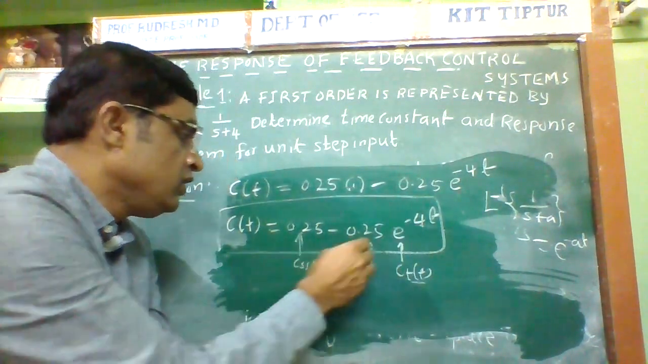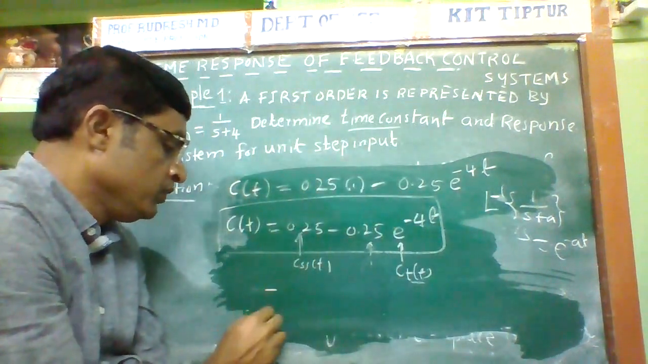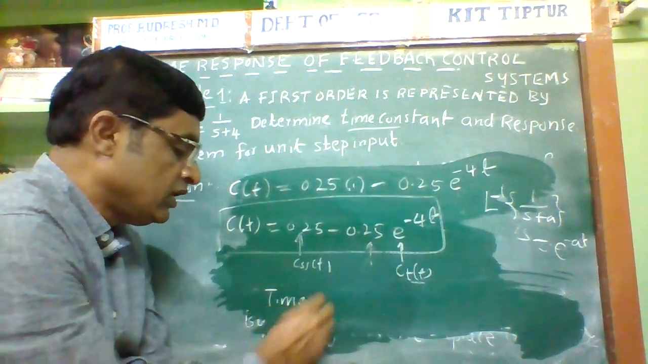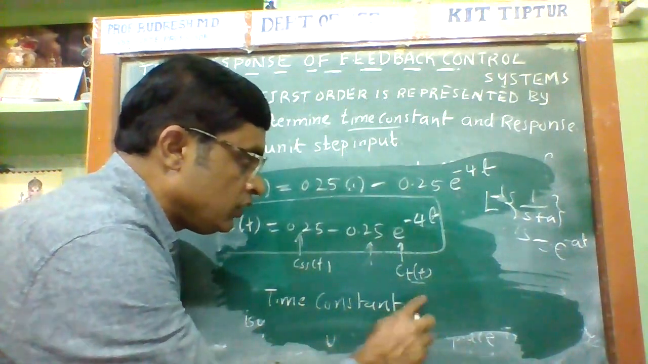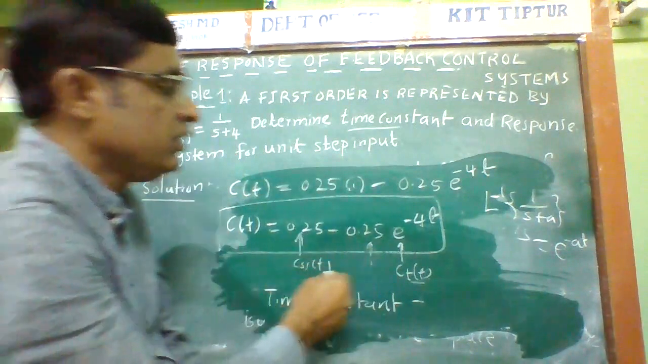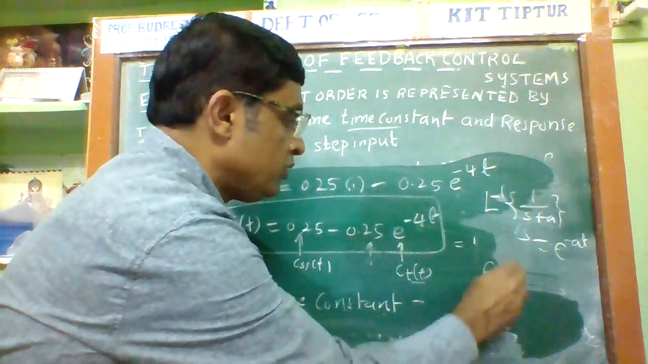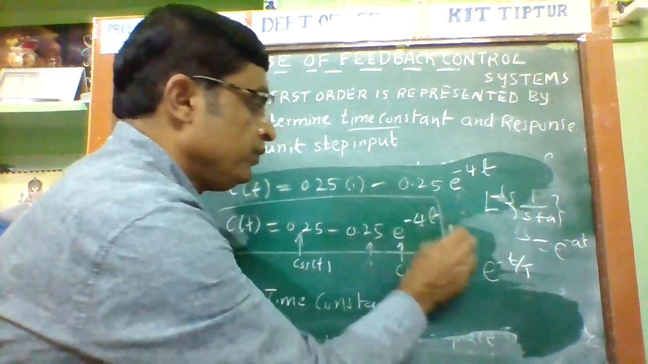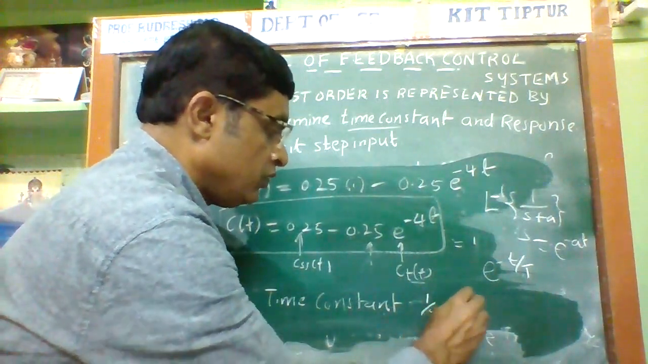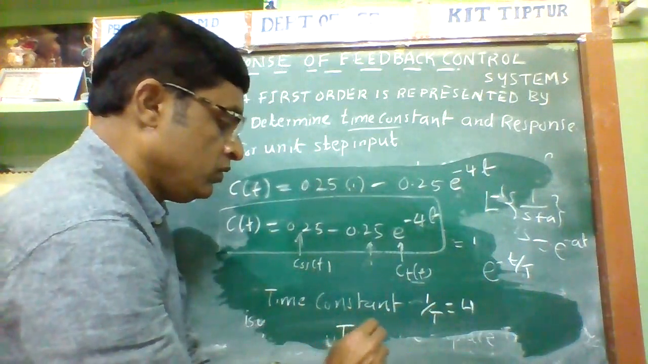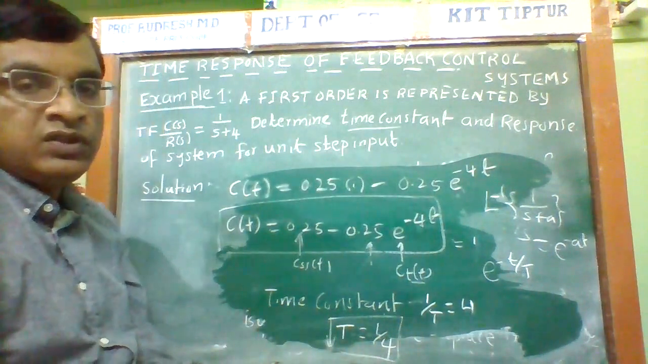Now they may ask you to find the time constant. So T is equal to the time constant. To find it, if I compare this with the standard form e power minus t by T, then 1 over T is equal to 4. Therefore, T is equal to 1 by 4. The 1 by 4 is the time constant of this particular system.